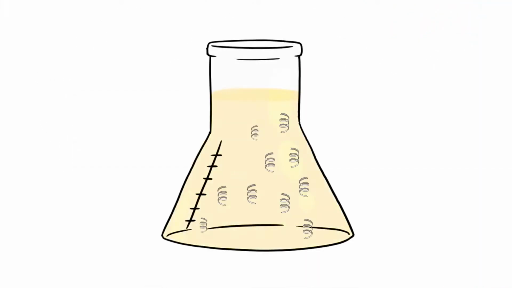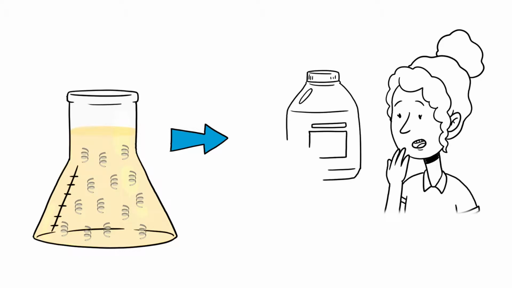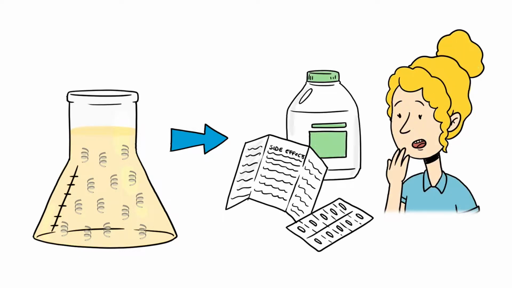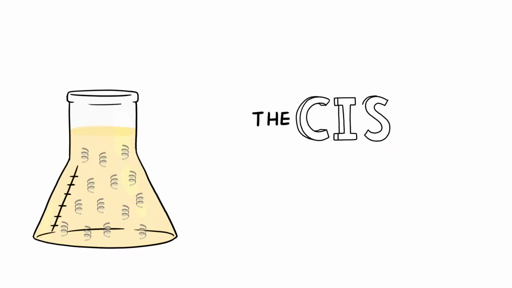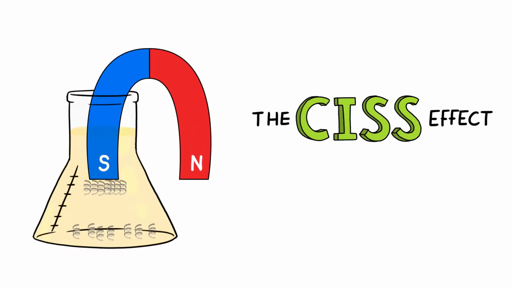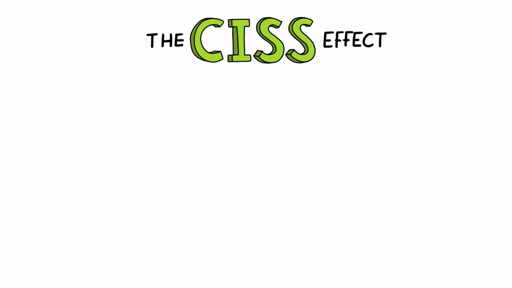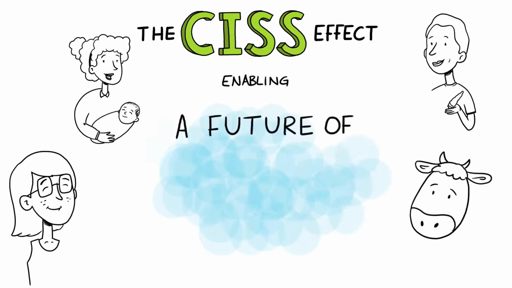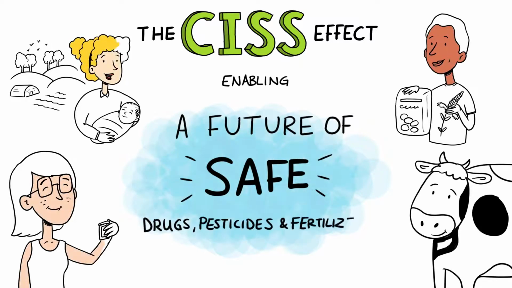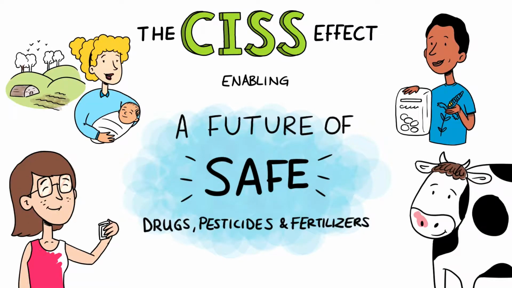Typically, in a chemical reaction, both enantiomers are equally produced in a mixture. The undesired enantiomers may cause side effects disastrous to living beings. The CISS effect helps the chemical and pharmaceutical industry achieve an inexpensive and generic method for enantiomer separation, enabling a future of safe drugs, pesticides and fertilizers with no negative side effects to people, animals and our environment.